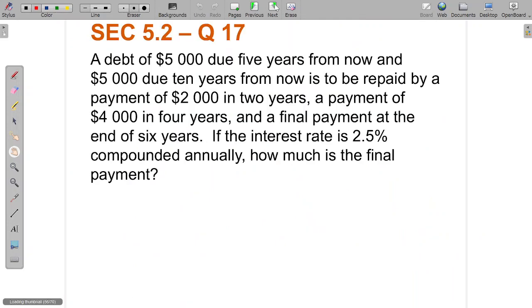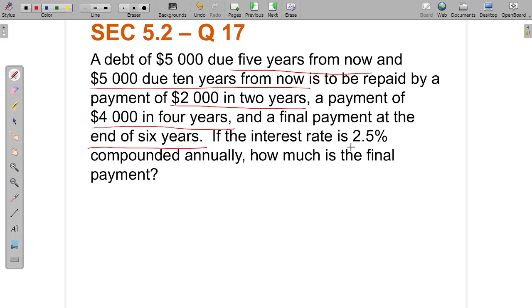All right, let's go to this second example. Yes, so here we have a debt of 5,000 due 5 years from now, and 5,000 due 10 years from now, to be repaid by a payment of 2,000 in 2 years, a payment of $4,000 in 4 years, and a final payment at the end of 6 years.